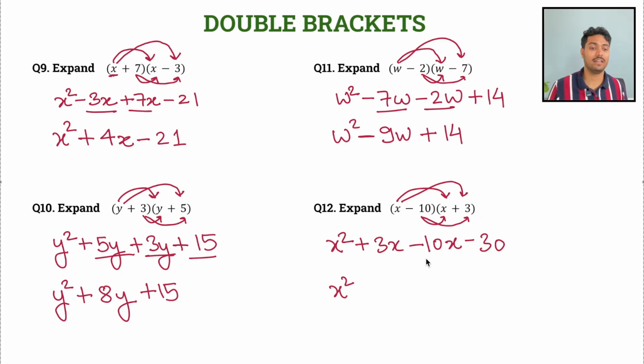3x and minus 10x. So 3x minus 10x will be minus 7x, because positive, negative, negative. So we are going to subtract. But minus number का sign बड़ा है. Minus 10 is greater than 3 and 10 is negative. So we'll write minus 7x minus 30, and that's the answer.